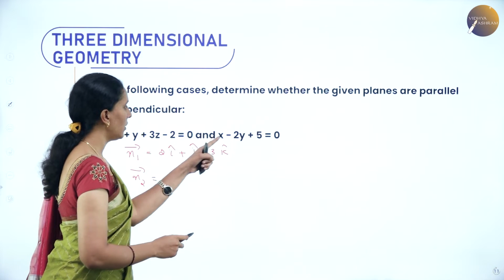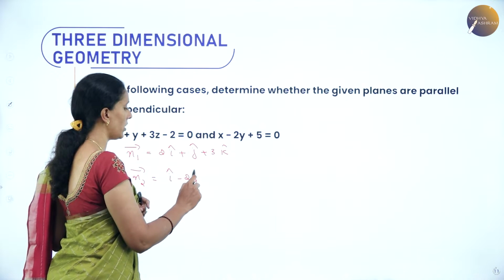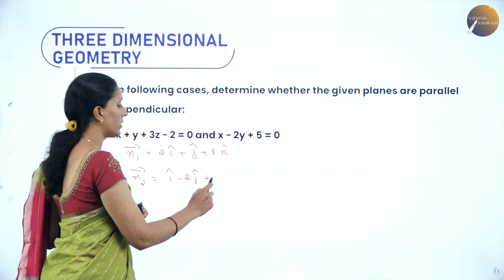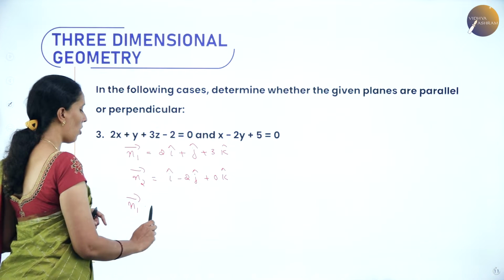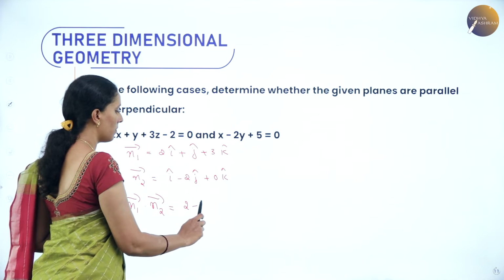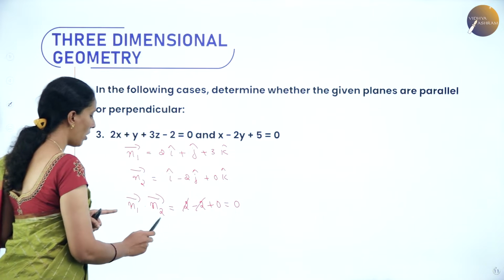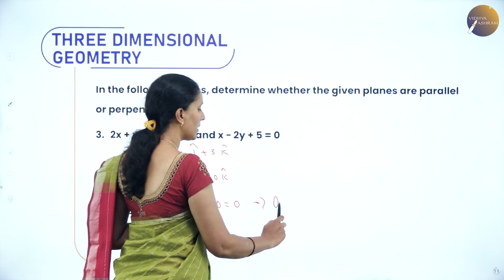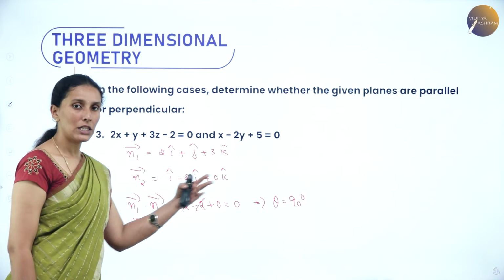Vector n2 is here. We have x, y is minus 2, so we get minus 2j. And there is no z value, so there is no k component. Therefore it is 0 into k. Now let us multiply n1 dot n2. n1 dot n2: 2 1s are 2, minus 2, 3 zeros are 0, plus 2 minus 2 cancels. So we got the dot product of the two vectors as 0. So this implies theta is equal to 90 degrees. If cos theta is 0, that means theta is 90 degrees.